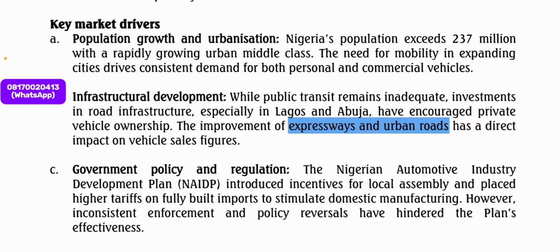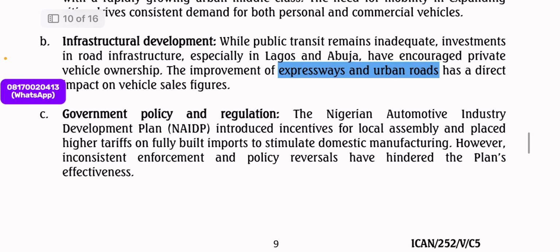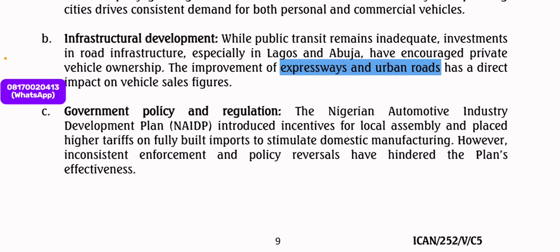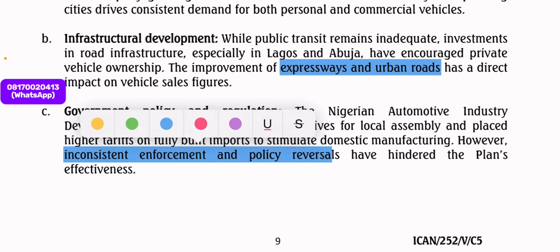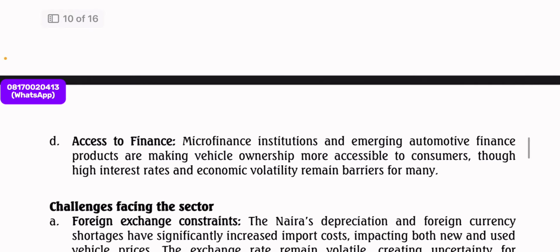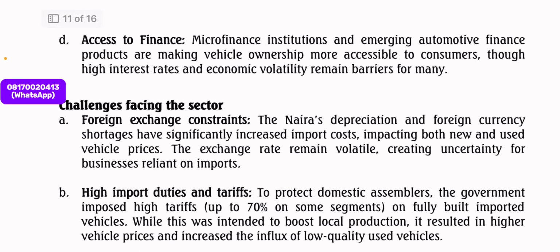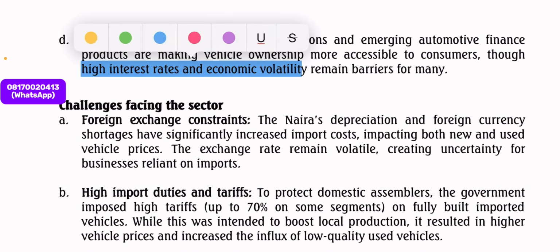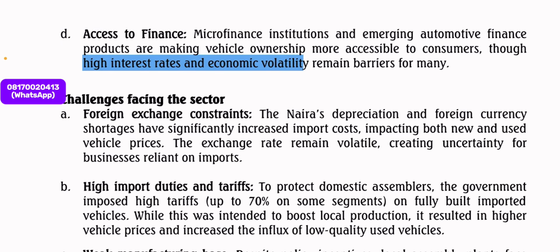And finally, they talked about government regulation, that the NAIDP has regulated so many things. They've introduced incentives for local assemblers, and they're trying to improve this. But then there's inconsistency, in Nigeria now. Inconsistency in enforcement and policy reversals. Like they will do a policy today, they will reverse it tomorrow. So those things have hindered the plan. Then access to finance as well. There are so many microfinance institutions saying come and buy cars, pay a small amount, but at a high interest rate, sometimes you pay two times the price of the actual car. So all these things have served as barriers to success.